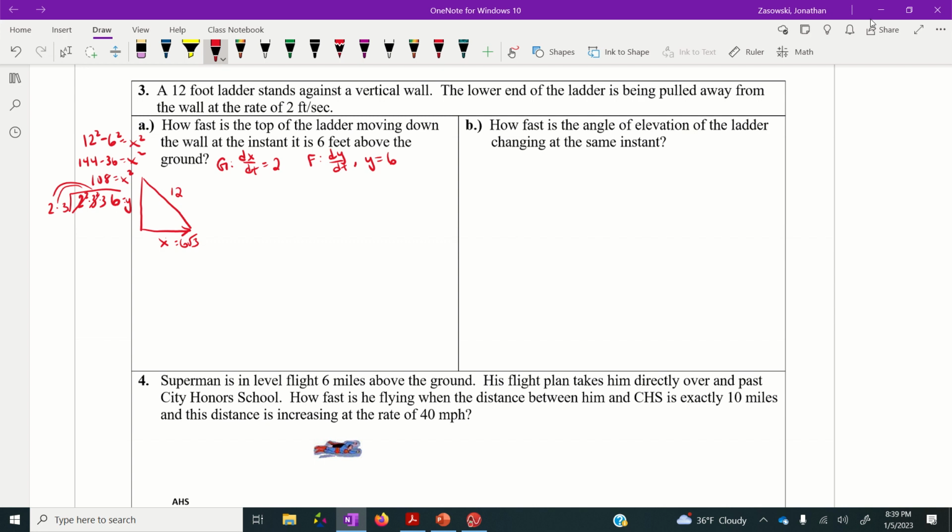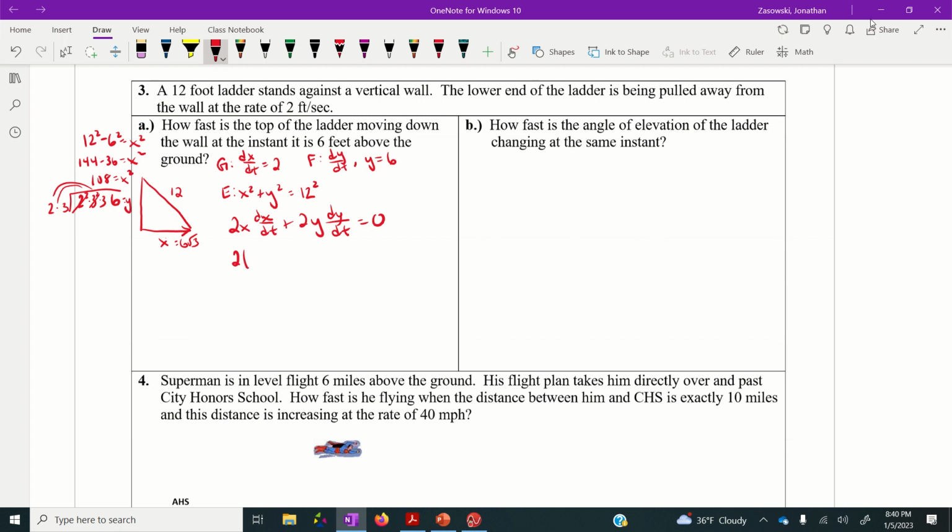So when we think about our formula, our equation, we're going to use x squared plus y squared is equal to 12 squared. And we can use 12 because it's always constant. It's constantly 12. It doesn't change. These two sides are changing, so we can't put numbers in here. So when we take our derivative of the equation, we're going to get 2x dx/dt plus 2y dy/dt is equal to 0.